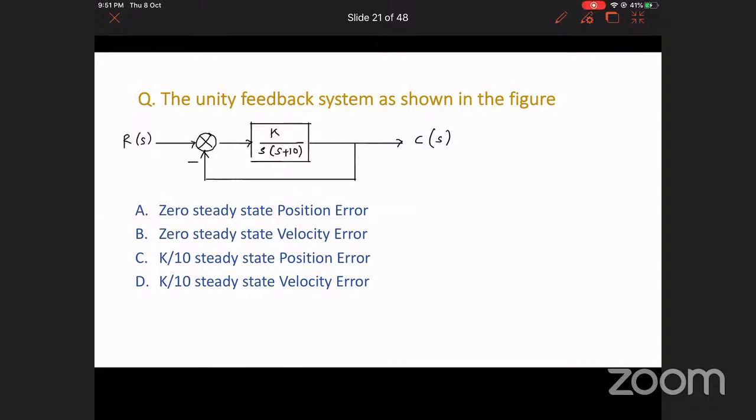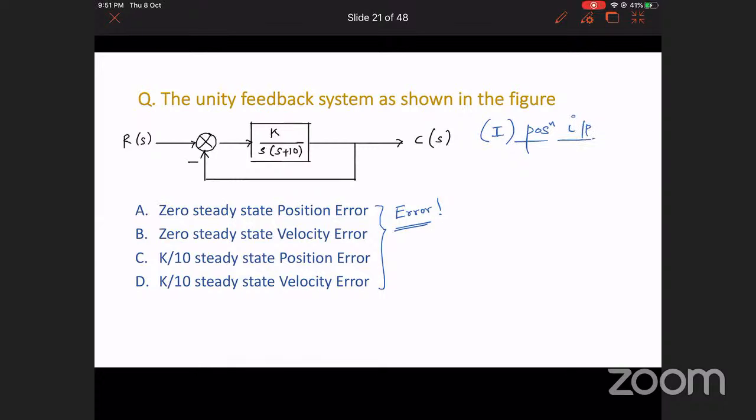Okay. So people, please pay attention. In all the options, they are asking you about a common thing, guys: error. So let me take case number 1: position input.